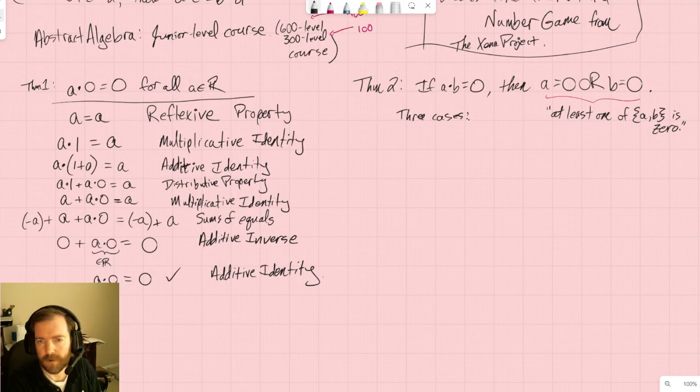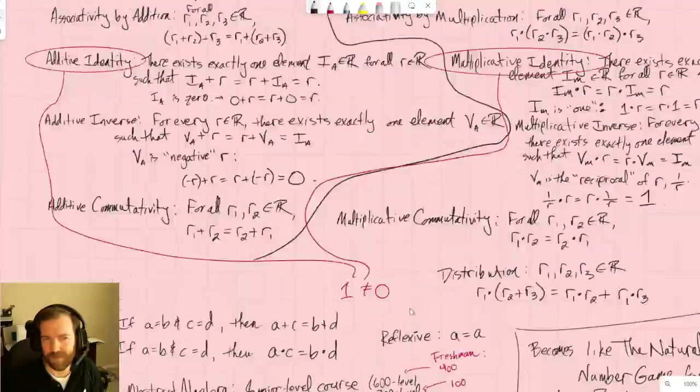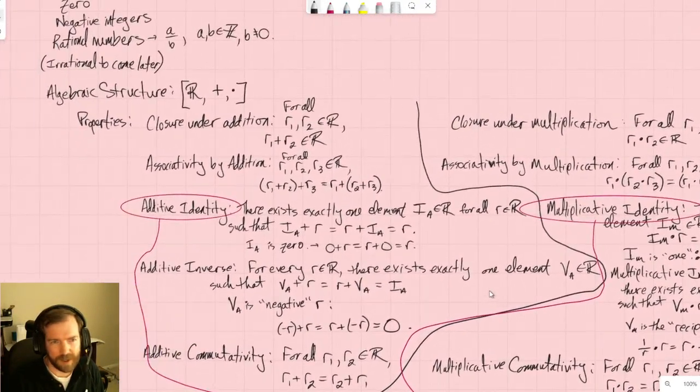Okay, so either 1, A equals B equals 0, in which case 0 times 0 is equal to 0, and here we know again 0 times 0 is just 0 by our multiplicative property. There was a multiplicative property, hang on.